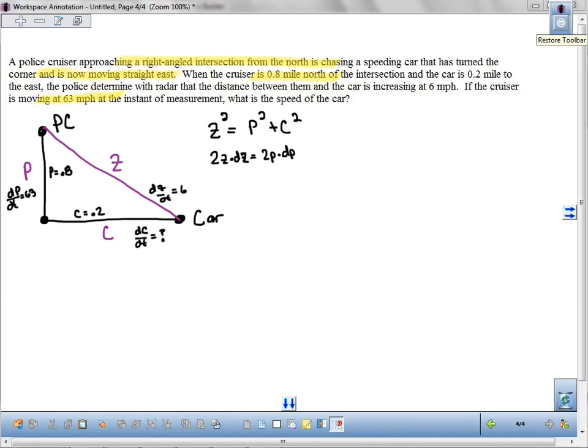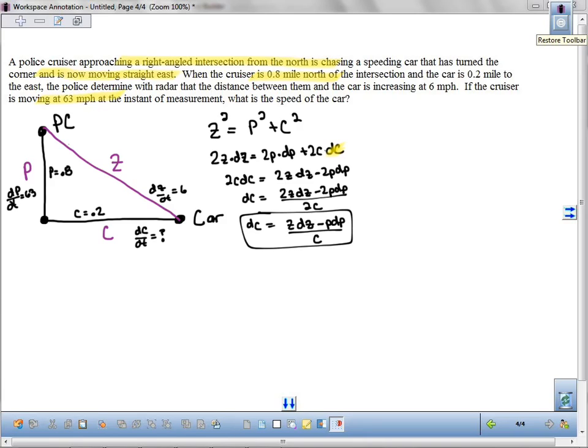So if I take the derivative, I'm going to get 2z times the dz, which is the distance between them. Remember, these are technically all over dt, but I'm just excluding these for now because it makes it a little bit more complicated to solve. So I'm going to solve for dc. Solving for that and dividing everything by 2, I get this formula.